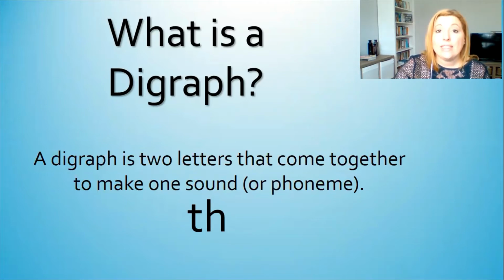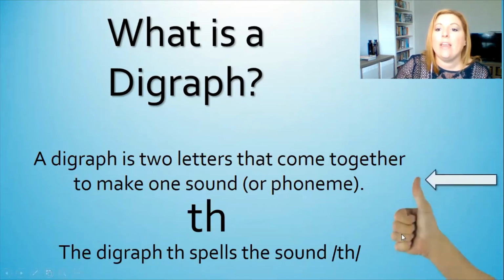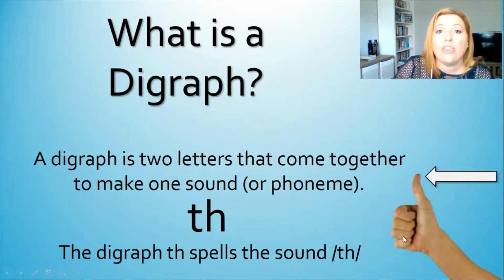And the digraph TH spells the sound th, okay? It's a kind of funny sound. You use your tongue and your teeth and you kind of blow air through your teeth while your tongue is there too. You ready? The digraph TH spells the sound th, just like in the beginning of the word thumb. That first sound in thumb is the digraph TH.